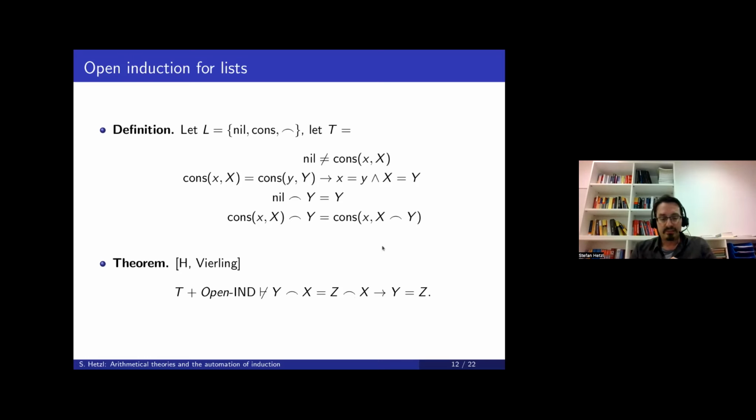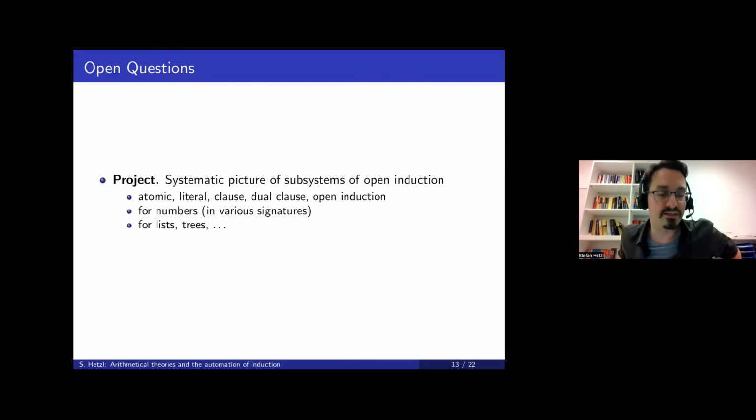So what this shows is that things do get more complicated if we move from numbers to lists, and it's not clear to me what the picture would look like in this situation. This is some kind of project I would like to undertake at some point, if time permits, to study more systematically what could be called the subsystems of open induction, as ridiculous as this may sound. For numbers, I think a lot will come out of the Shoenfield and Shepherdson results already, but especially for lists and trees and other such inductive data structures, it's not at all clear to me what this looks like.